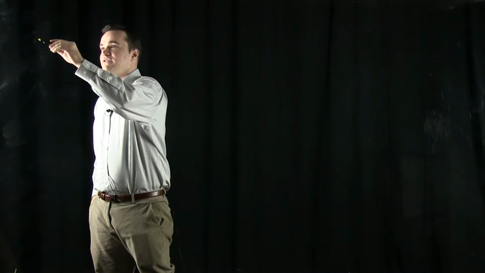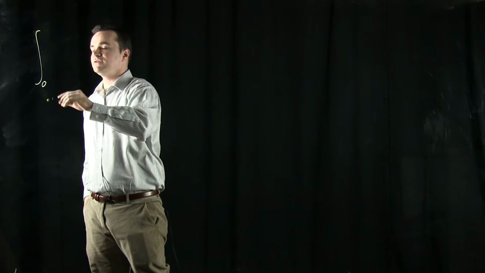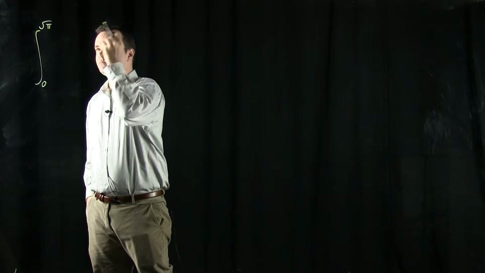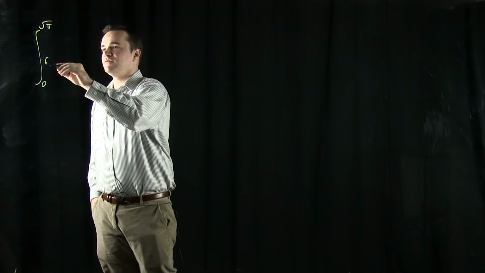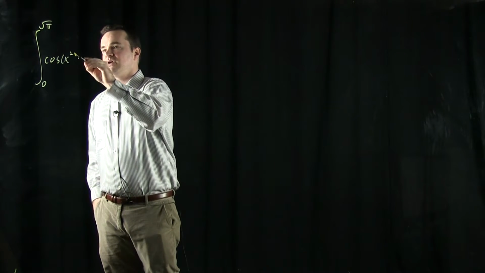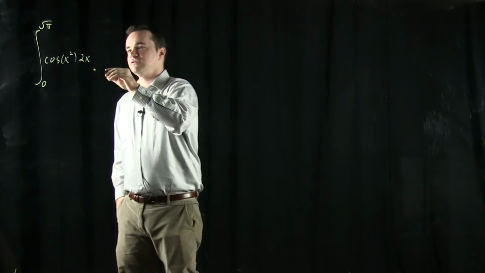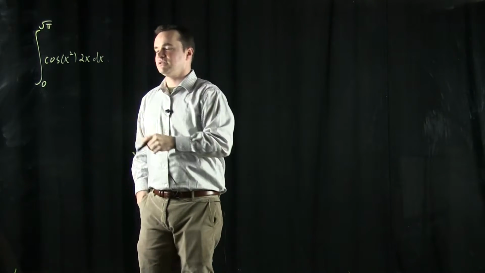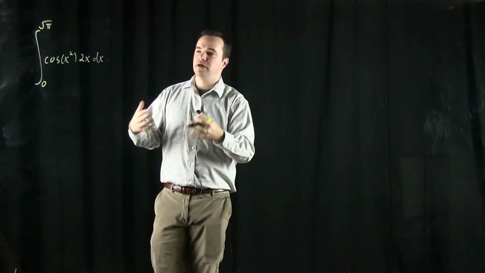So here's the example that I like to do. Suppose that you're on a test and you see the following problem. So this is what we've got. Let's say we're looking at the integral from 0 to the square root of pi of cosine of x squared times 2x dx. And you look at this and you say, I don't know what to do.